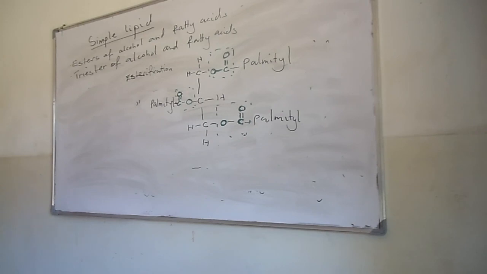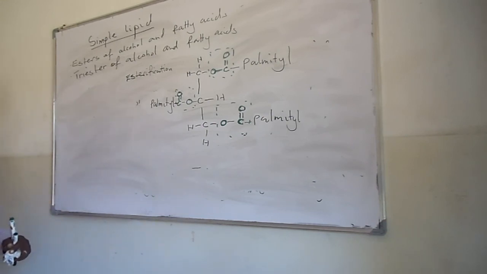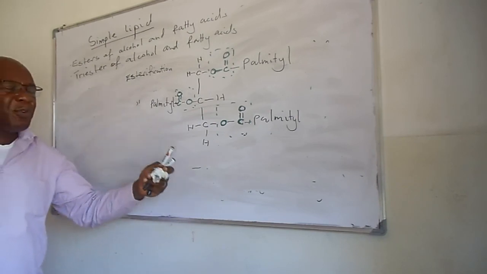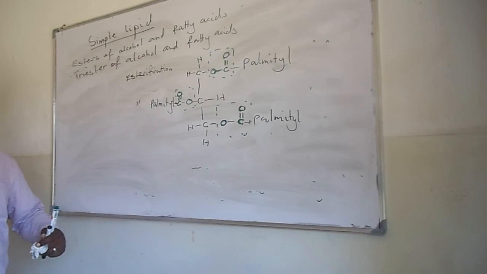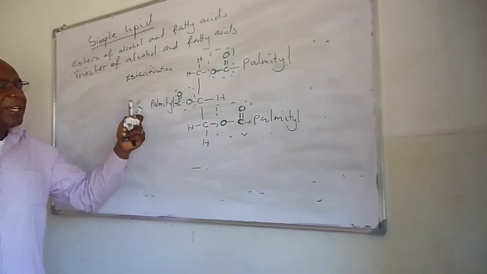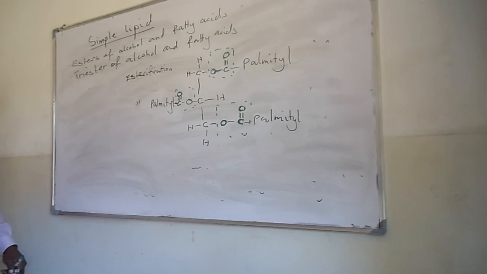Now I must state that these simple lipids are used for storage of energy in our bodies. Like we learned in O level that carbohydrates are used for storage of energy, similarly, simple lipids can be used to store energy in our body. When we've run out of food, we are starving for whatever reason, we can fall back on simple lipids, carry out hydrolysis and use the products to produce energy. That's one of the main functions. There are other functions that we will talk about as we proceed.